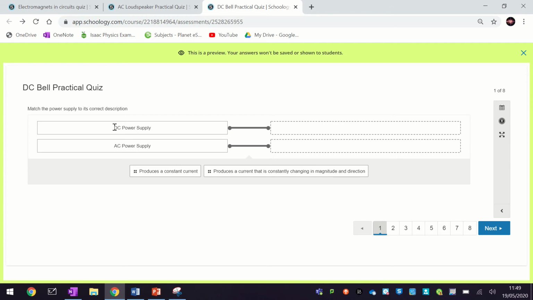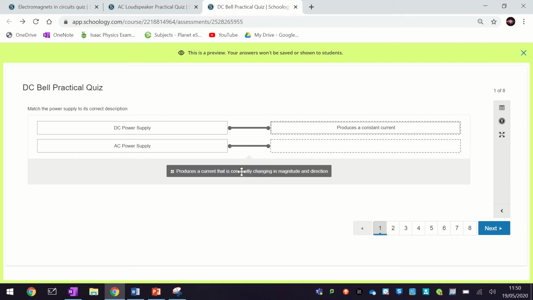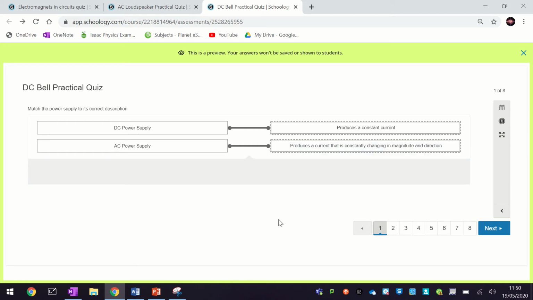A DC power supply, so that's like a cell or a battery, will produce a constant current. Depending on how much resistance we connect to it, we can change how big that is, but once it's producing a current, it will produce the same current the whole time. Whereas an AC power supply will supply a constantly changing current, so it changes both its magnitude, so the number, and also direction. Sometimes it will go left, sometimes it'll go right, depending on how it's set up in your circuit.